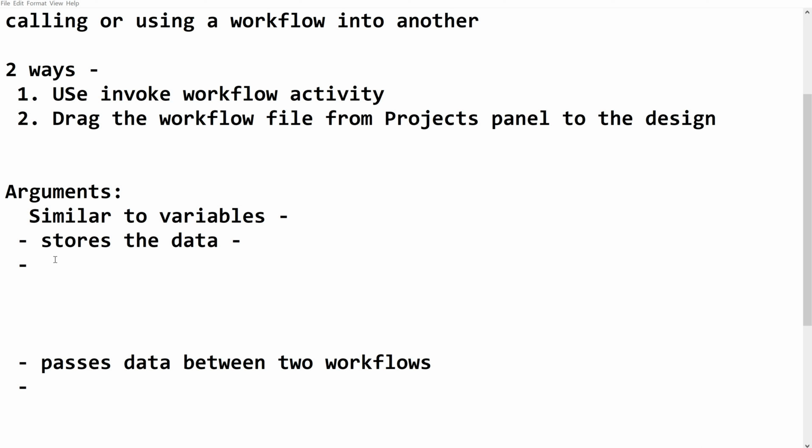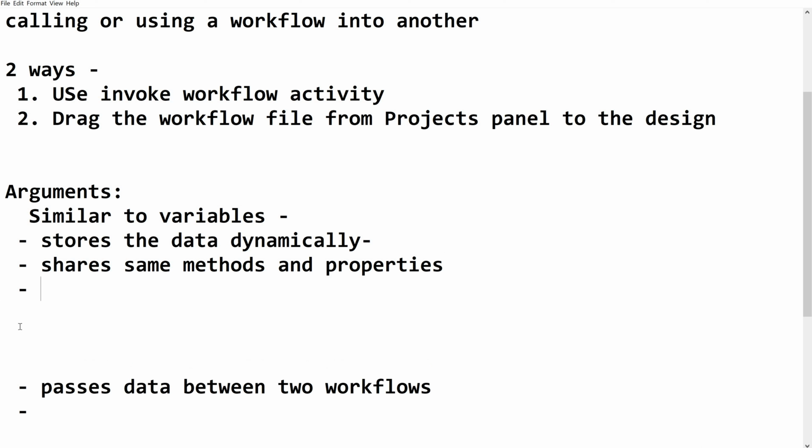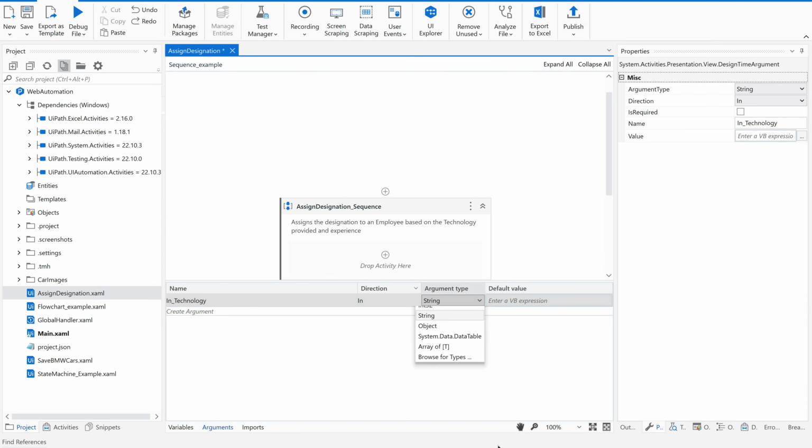Okay, so what is similar between variables and arguments? It stores the data dynamically, shares the same methods and properties, and supports the same data types, right? Both contain the same data types. You have seen here, right?